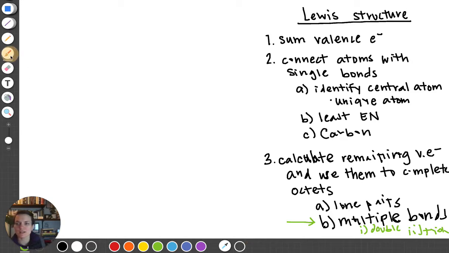All right, let's do another example. Let's do ammonia. All right, so my nitrogen, group 5A, has 5 valence electrons. My hydrogen is 1 times 3 is 3. So that means that I have 8 valence electrons. So nitrogen would be my unique atom.